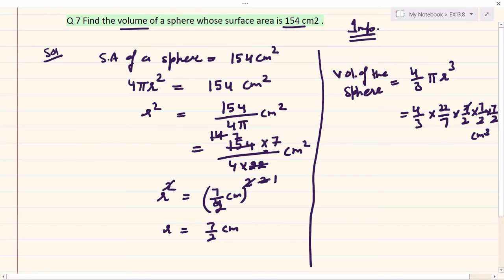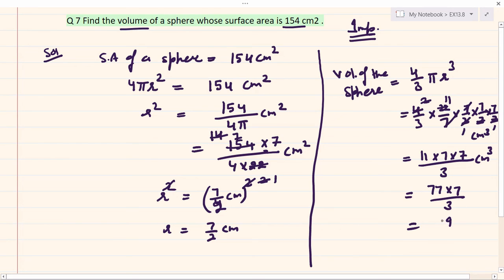Let us see what I can cancel over here. 7 will cancel with this 7. 2 1s are 2, 2 2s are 4. 2 will cancel with this 2. And again this 2 will cancel with this 22, giving 11. So here I am getting 11 into 7 into 7, and in the denominator I am getting 3, right? So 11 7s are 77 into 7 upon 3. 7 7s are 49, 7 7s are 49, and 4 is 539 upon 3 centimeter cube. Here you can also write centimeter cube.